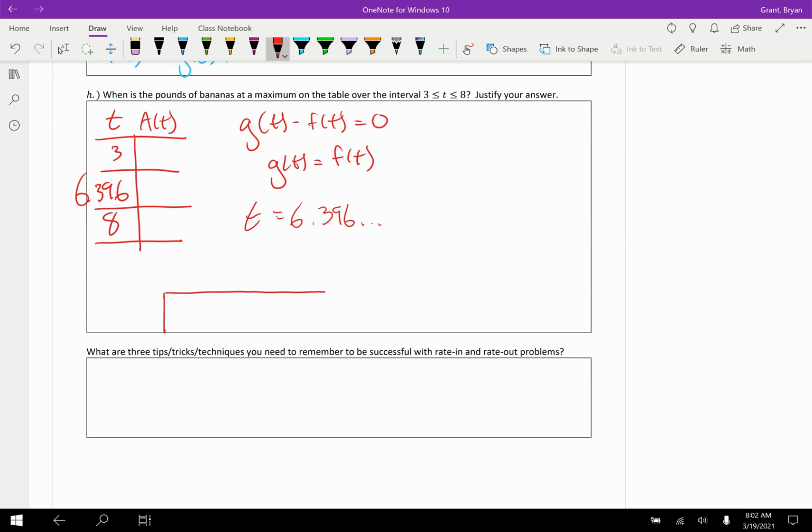So let's go ahead quickly and take a look at the derivative, right? This is our A prime of t, which is this guy up here. We're looking from 3 to 8. There's only one critical point that caused our derivative to be 0. And then we should probably try a couple values, right? So we should maybe try something between 3 and 6 and something between 6 and 8.